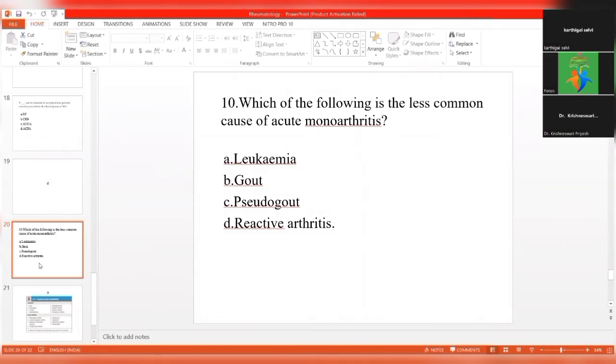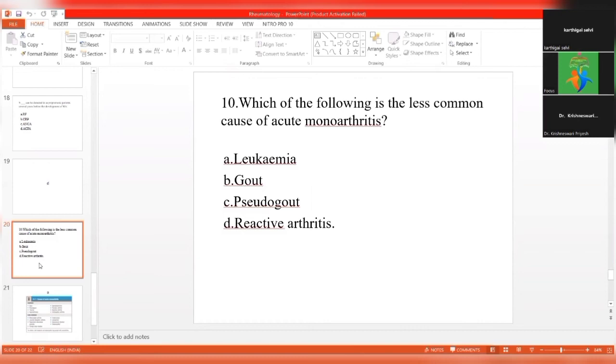A, leukemia, B, gout, C, pseudogout, and D, reactive arthritis. What is leukemia? It is a type of cancer. Cancer of blood, white blood cells is leukemia. Second is gout. Gout, we have been studying from the second question onwards. Gout is crystal-induced arthritis. It is an inflammatory arthritis.